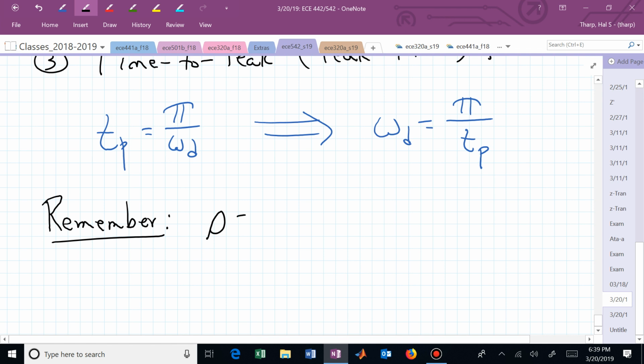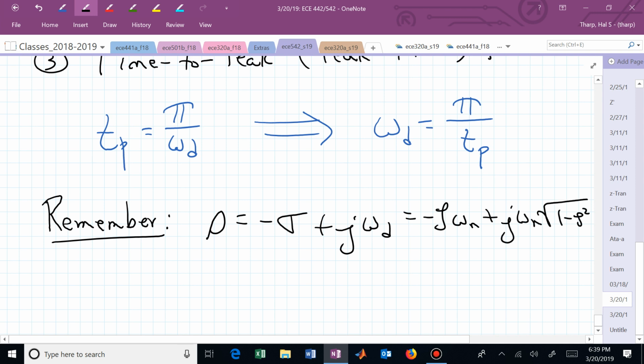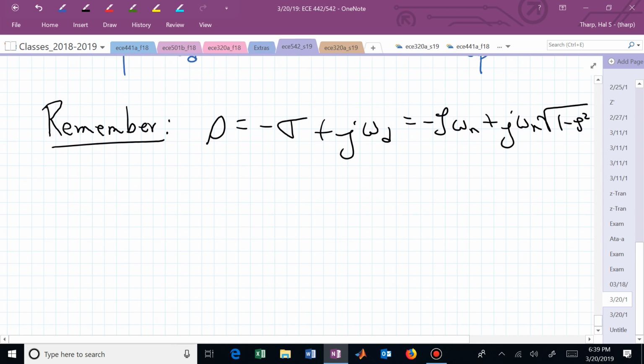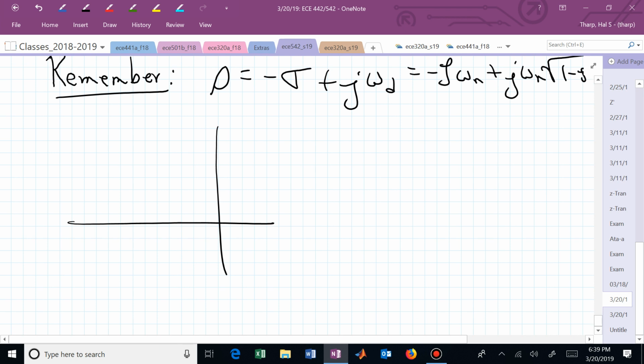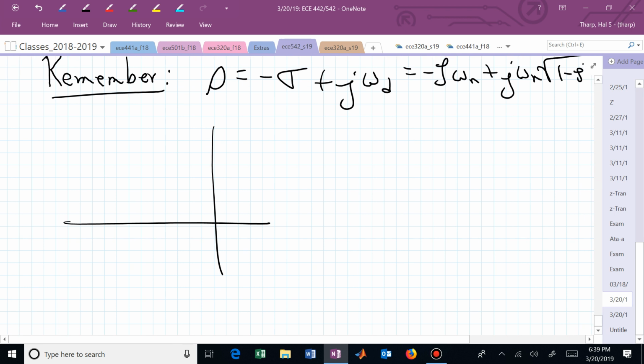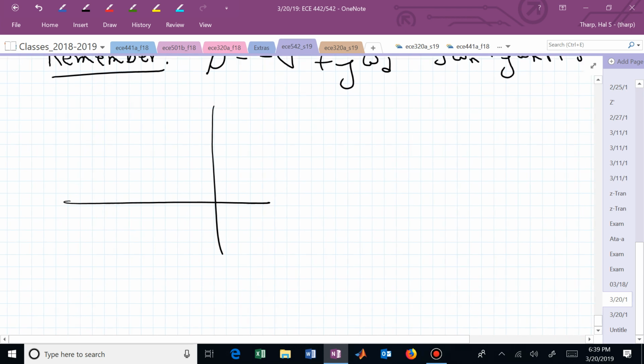And you're getting good at this. S is minus sigma plus j omega sub d, which is equal to minus zeta omega sub n plus j omega sub n square root of 1 minus zeta squared. In the S-plane, what does a constant damped frequency look like shape-wise?